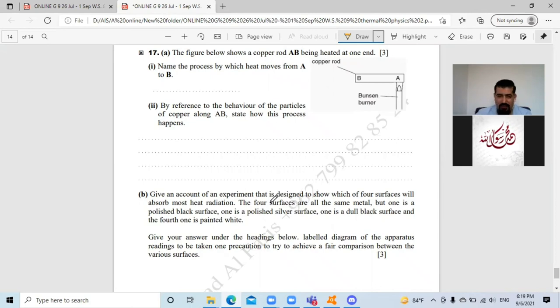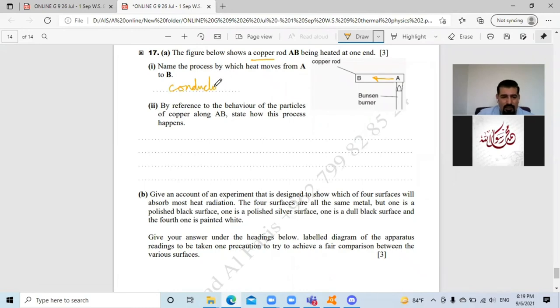Okay, back here. What does this question tell us? The figure below shows a part of a copper rod. Copper is a solid. AB is being heated at one end, at side A. Name the process by which heat is transferred from A to B. How is the heat transferred from A to B? It's called conduction. Conduction.